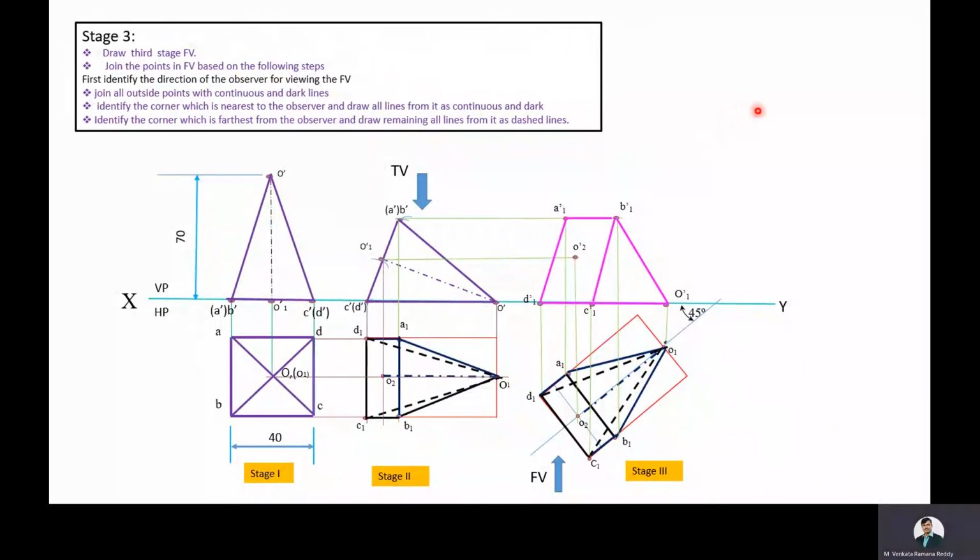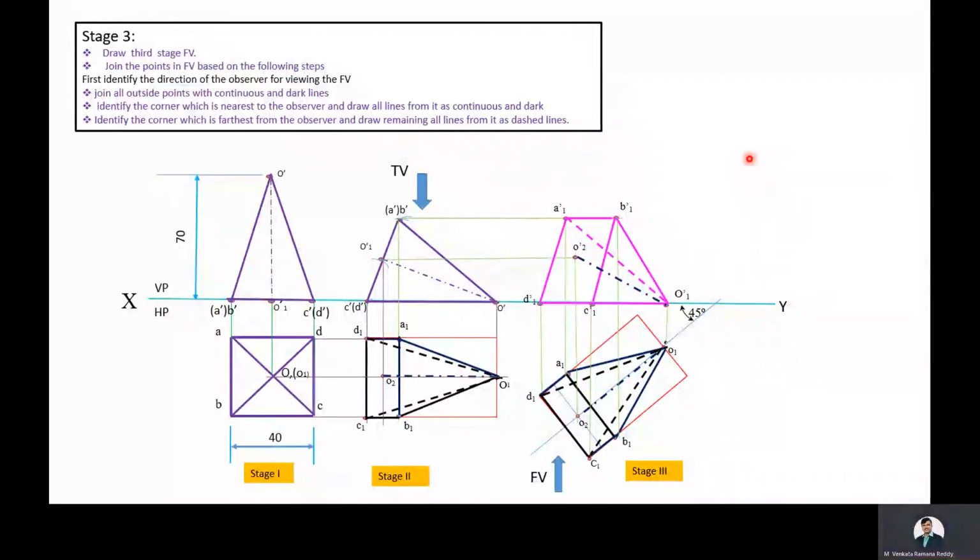Then third step, identify the corner which is furthest from the observer. Here O1 corner is furthest from the observer. So this corner containing remaining all lines drawn as dashed lines. So join O1 dash as well as A1 dash with dashed line. After that, join O1 dash and O2 dash points with axis line.